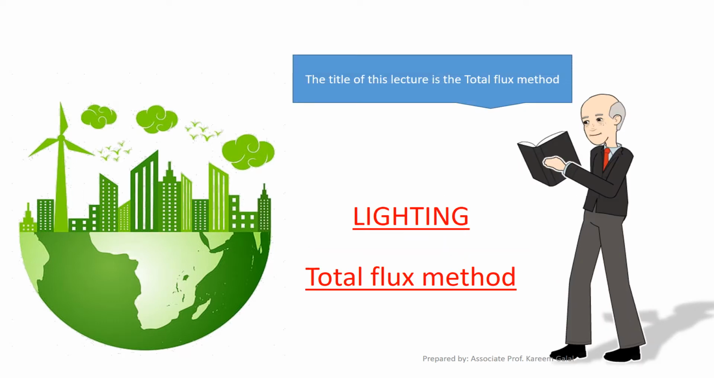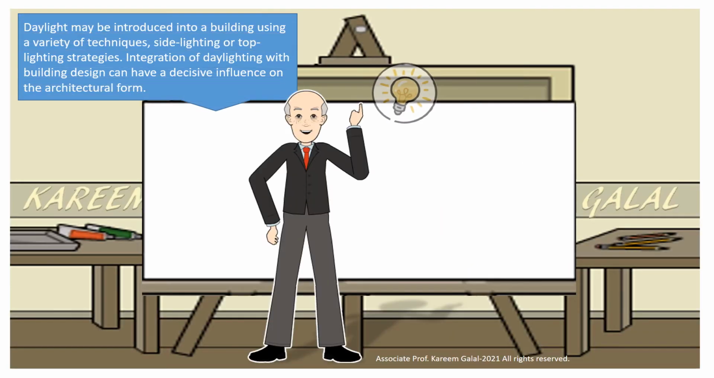The title of this lecture is the Total Flux Method. Daylight may be introduced into a building using a variety of techniques, side lighting or top lighting strategies. Integration of daylighting with building design can have a decisive influence on the architectural form.